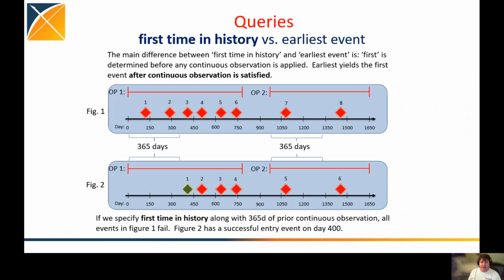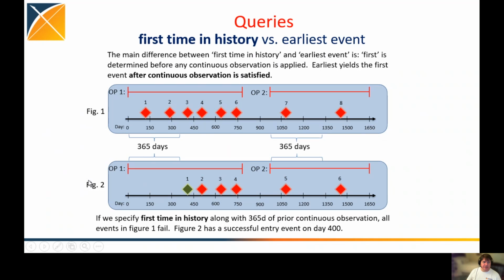Another attribute of queries is when we have the first time in history versus the earliest event that we discussed in the prior videos. The main difference between first time in history and earliest event is that first is determined before any continuous observation is applied. Earliest yields the first event after continuous observation is satisfied.